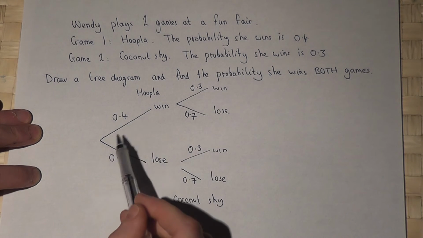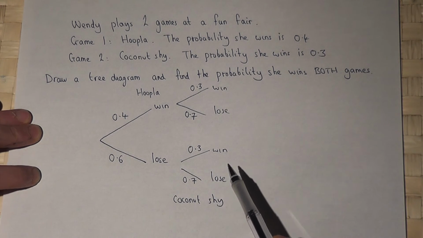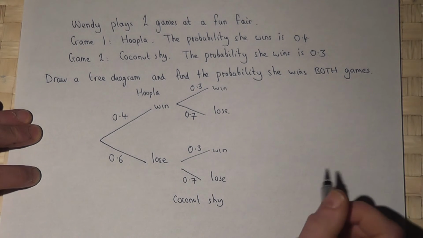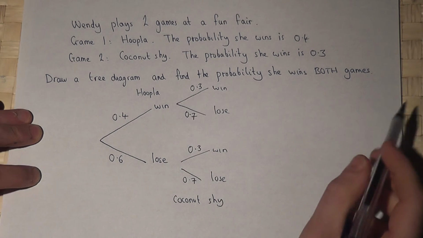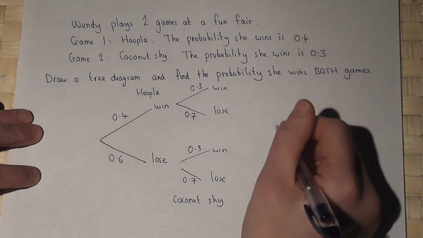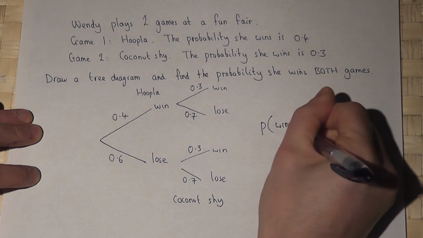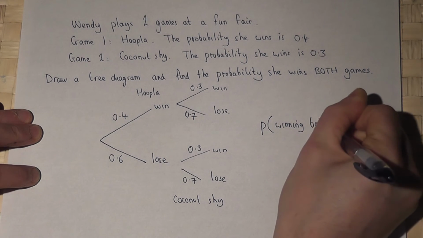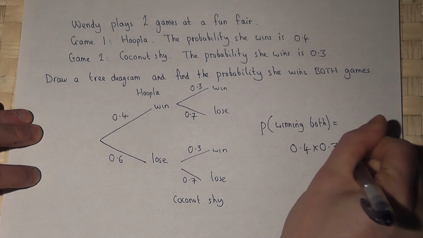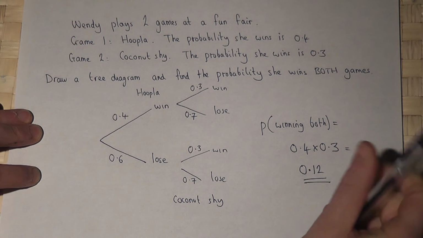We've got the branches labelled win, lose, win, lose, win, lose, and we put the chance of winning or losing above or below the branches. So the chance that she wins both games is win, then win. And to work out the overall chance, we times together the 2 numbers. So the chance of winning both equals 0.4 times 0.3, which works out at 0.12.